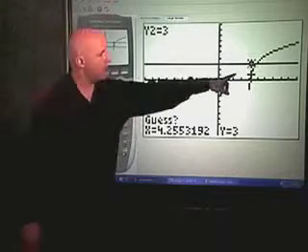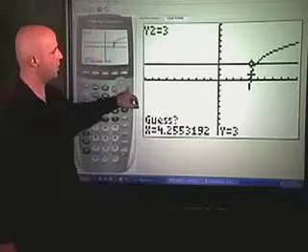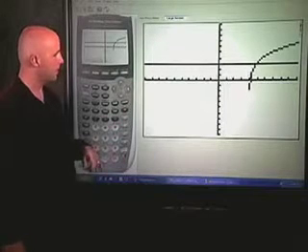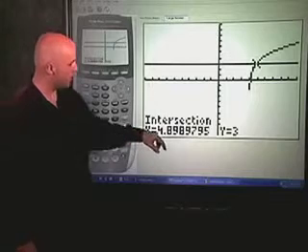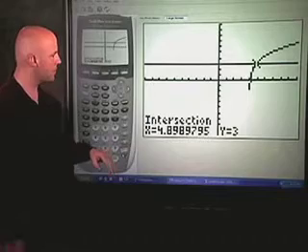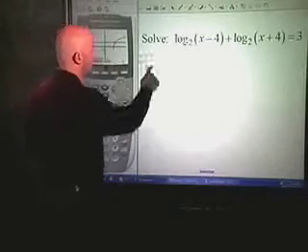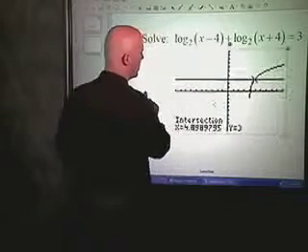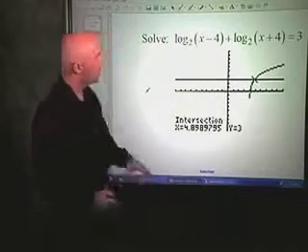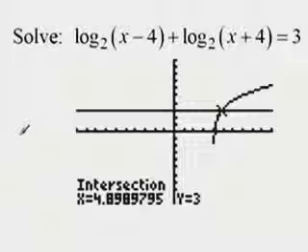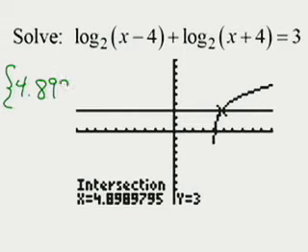And for our guess, we're actually pretty close to our intersection point, but we're going to scroll over just a couple more so we're a little bit closer and hit enter. And we get our intersection point is roughly, it looks like, about 4.899. So we'll go ahead and drag that over. So using our graphing utility, you can see that the solution set to this equation will be roughly 4.899.